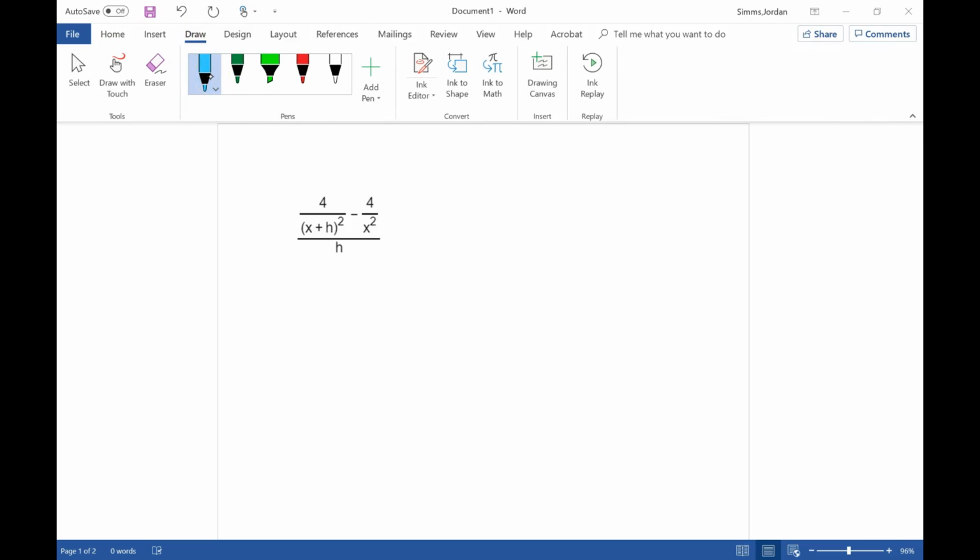Now this one, ton of information. This is a complex fraction, right? And it's called that because we have a fraction where the numerator or denominator are fractions themselves. So a cool way to rewrite this, I think, just for me anyway, is I would write it like this. I would write 4 over x plus h squared minus 4 over x squared, divided by h.